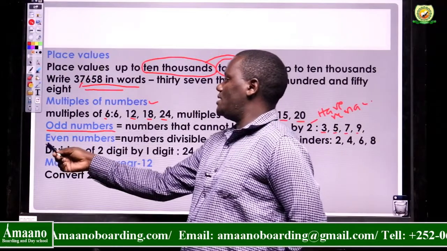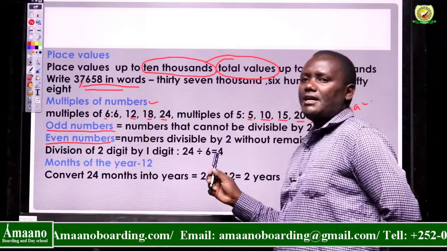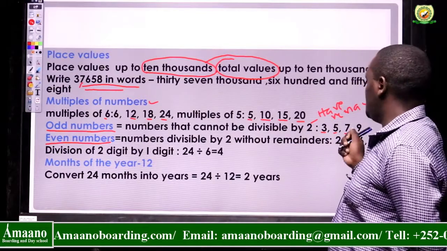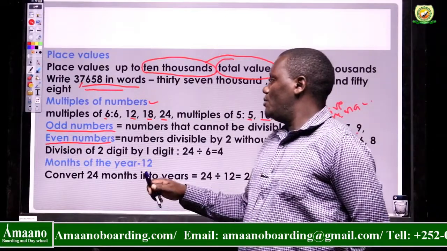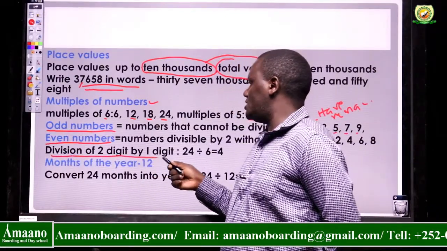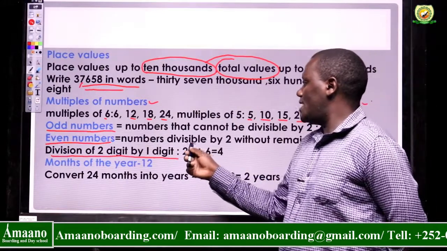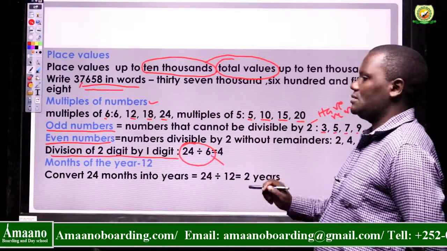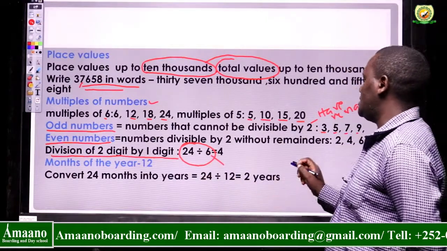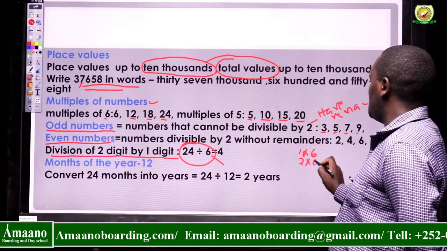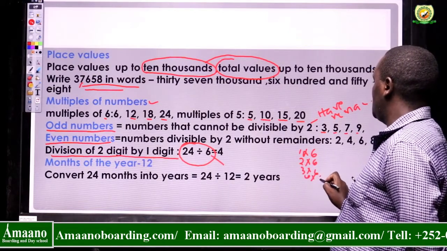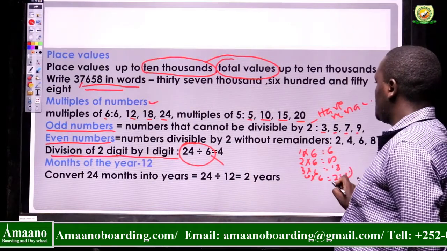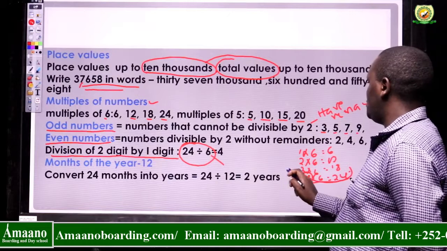We also did on the even numbers, whereby we said even numbers, these are numbers that are divisible by 2 and they don't have a remainder. For example, 2, 4, 6, 8, and all the way. Also, division of 2-digit number by 1-digit number. That means if you are asked to divide 24 divided by 6, that's 2 digits by 1 digit. You'll make table 6 so that you'll be able to find the answer faster. That is 1 times 6, 2 times 6, 3 times 6, 4 times 6. So that is 6, this is 12, this is 18, and this is 24. So that is how we get. Then we come across, this is 4, I got that 4.